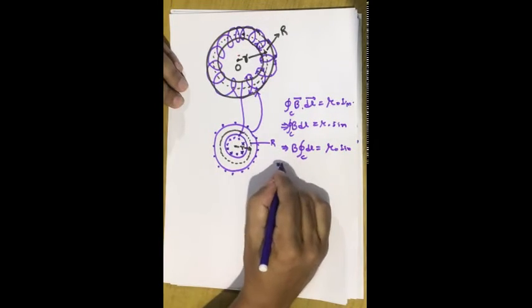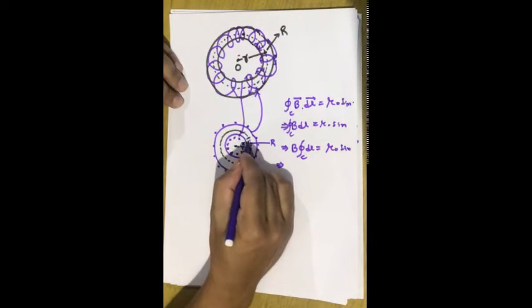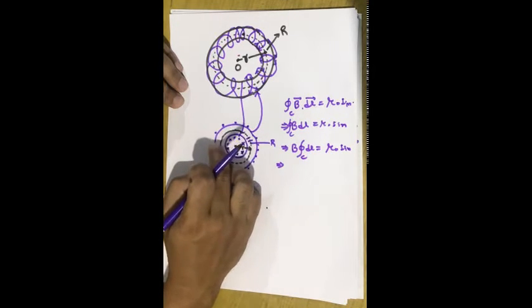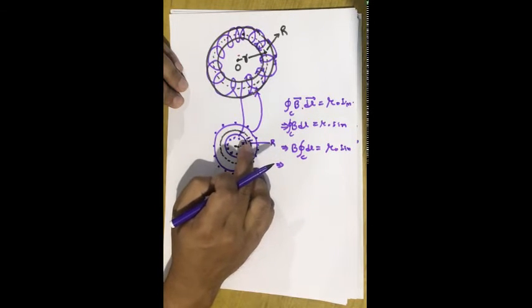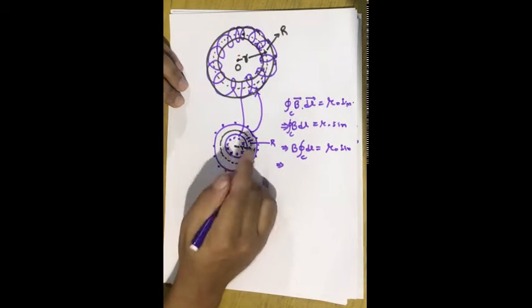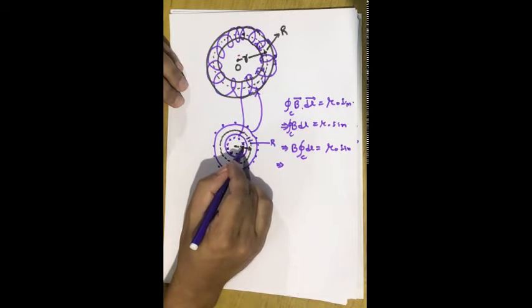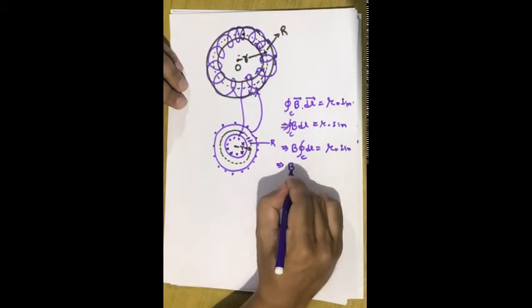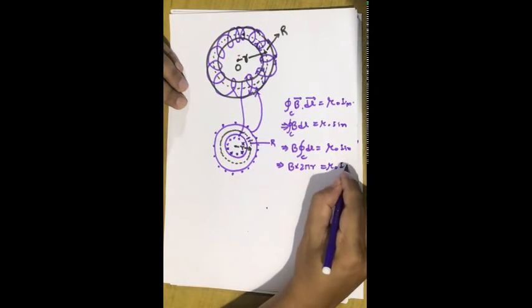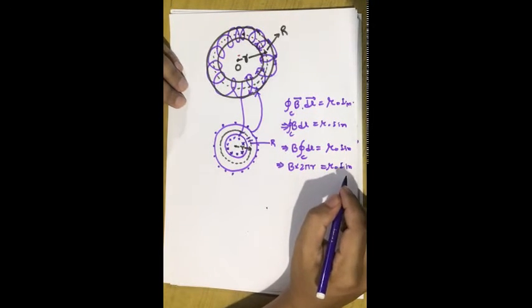Now dl is a small length. If we integrate along the whole circle, then what are we going to get? We are going to get nothing but the circumference of the circle. Here the radius of the circle is small r, therefore its circumference will be 2 pi into small r, so B times 2 pi r is equal to mu naught into I into C.